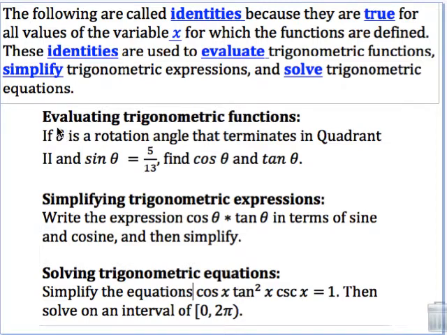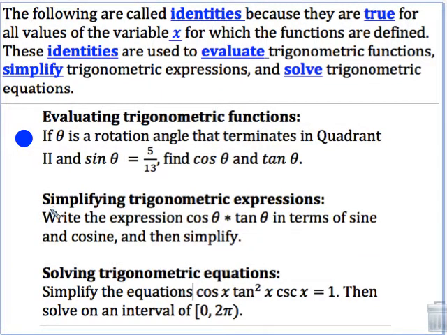For instance, if you're evaluating trig functions, here's an example of where you might have to evaluate a trig function. In this case, we have: if theta is a rotation angle that terminates in quadrant 2 and sine theta is 5/13, we need to find the ratio for cosine theta and tangent theta. Now we've seen this exact same problem before, but I'm going to show you a different way to solve it, which is much easier by using our trig identities.